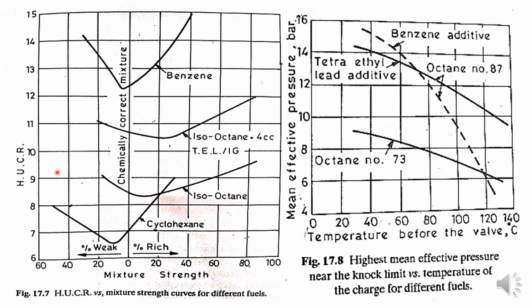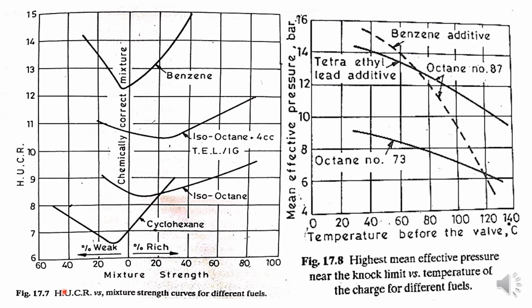So we can see in this graph, which shows the behavior for different kinds of fuel. See, benzene is there, isooctane is there, then cyclohexane is there, which are plotted against the mixture strength. Mixture strength means, see, 0 represents the chemically correct mixture, that is the stoichiometric mixture. If it is this side, air is more; this side, fuel is more. This is the air-fuel ratio mixture.